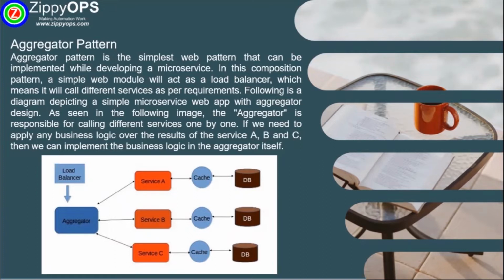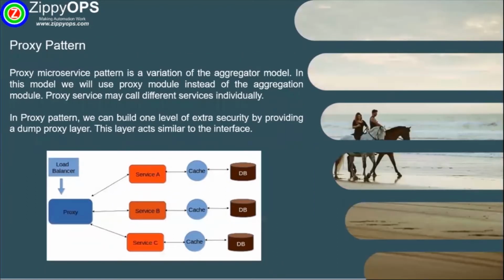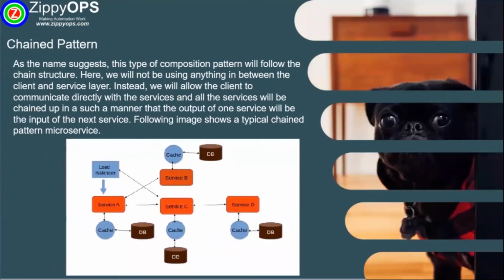Okay, so the next way the services are exposed to the external world is called proxy. This is similar to the aggregator, but the only difference is you will not have any business logic in the proxy layer. Any request which is coming in, I'll just pass it on to the particular service. So that is called the proxy pattern. It will be a dumb proxy layer. Any request coming there, it will forward to the respective service. There is no business logic applied here.